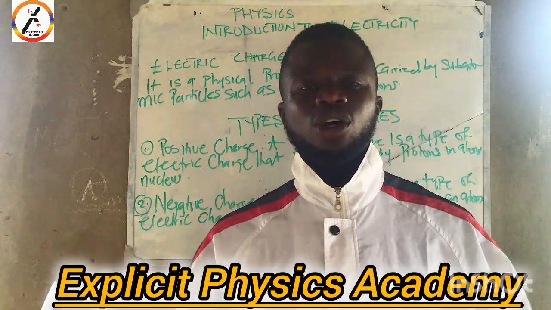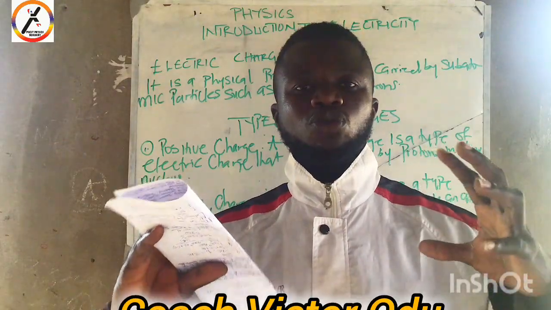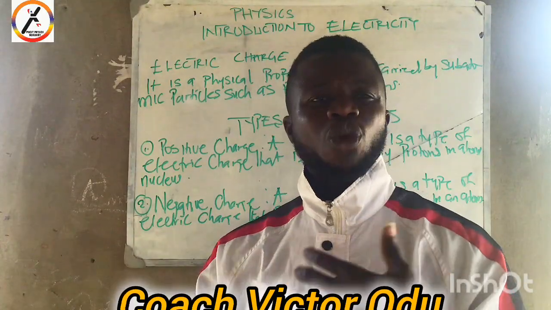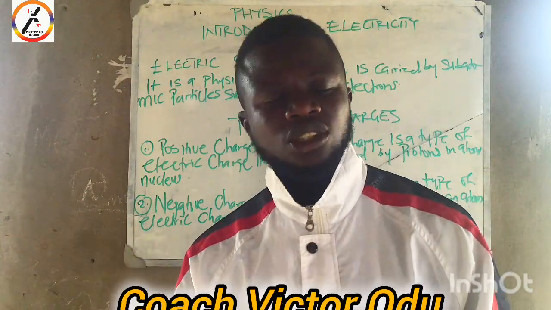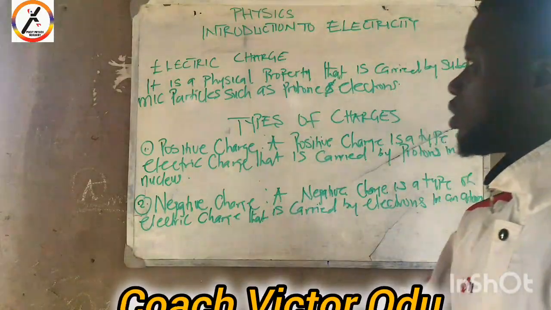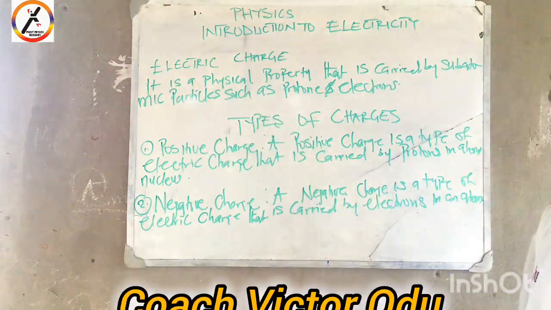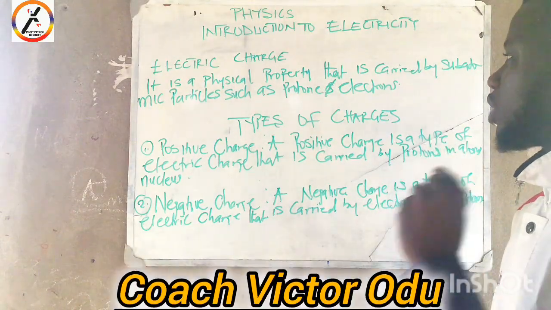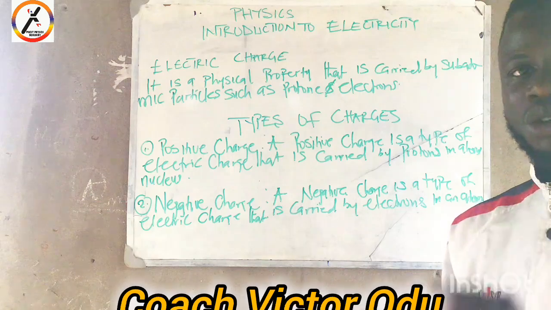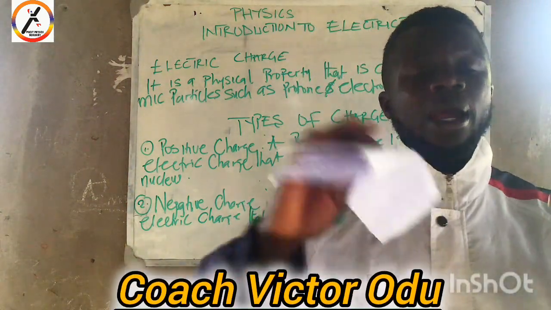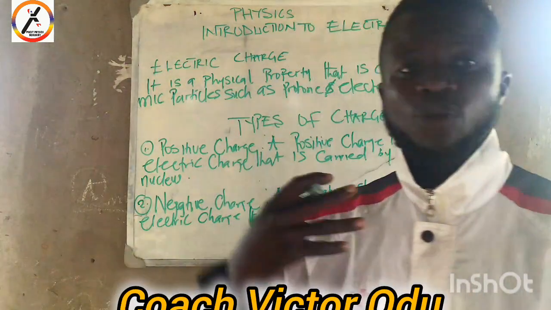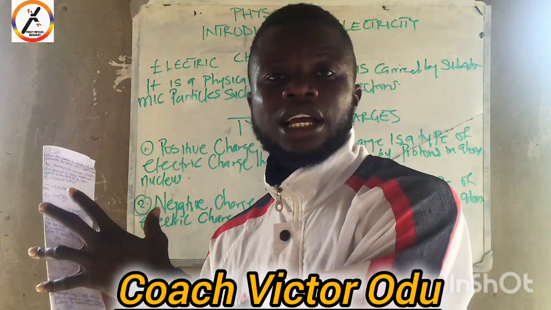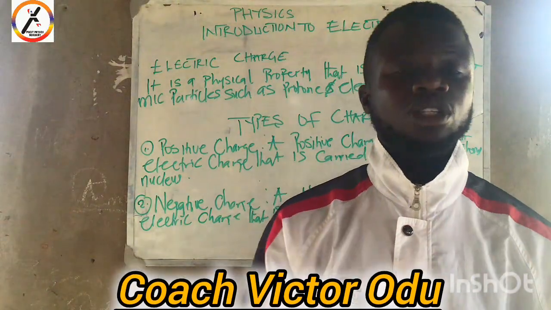I believe in our various classes we've come to know what charge is, but we're not able to explain it. Is it something we see, something we touch? Now, from the board, electric charge is a physical property that is carried by subatomic particles such as protons and electrons. So electric charge is a property carried by two subatomic particles, the proton and the electron, which are the basic things that constitute an electric charge.